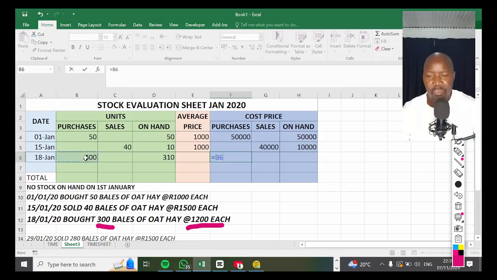The 300 units multiply by what? Multiply by the 1,200 cost price that you got from the supplier. 1,200 units. Then you press... 1,200 rand is the cost price. Press enter. Because we are buying, what you do on the purchase, you do on the purchase, so it must go to the correct column.